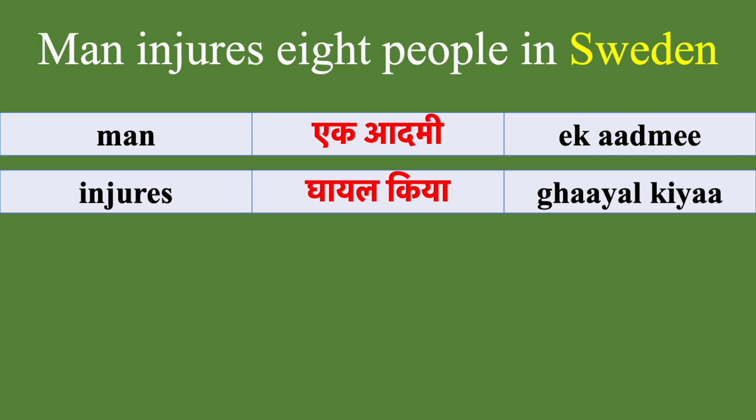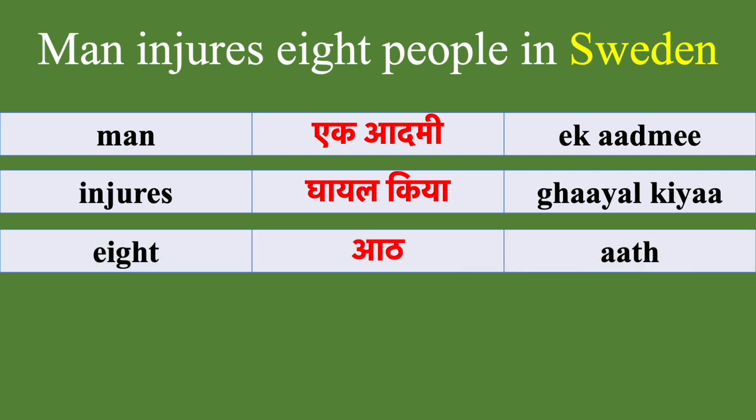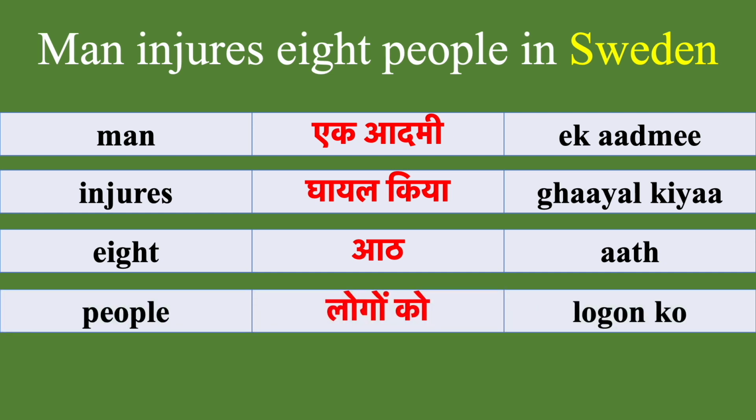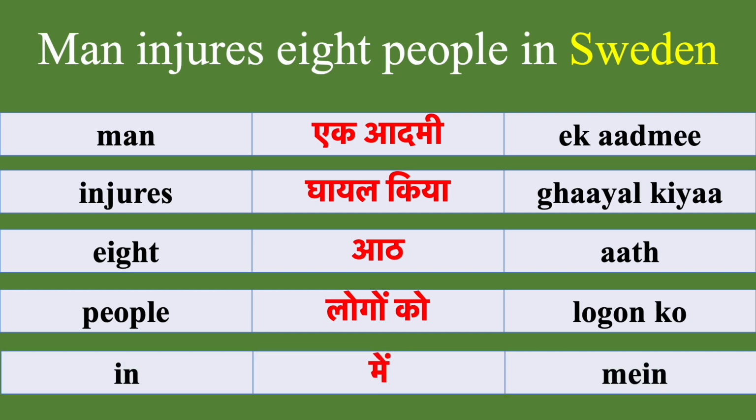Injures is ghayal kiya. Here the word ghayal itself means injured, but since here a man injured someone else, we add the word kiya, which means did. 8 is art in Hindi. People is logon ko. Again, people by itself translates to log in Hindi, but since here people were injured, we add the preposition ko. In is may.